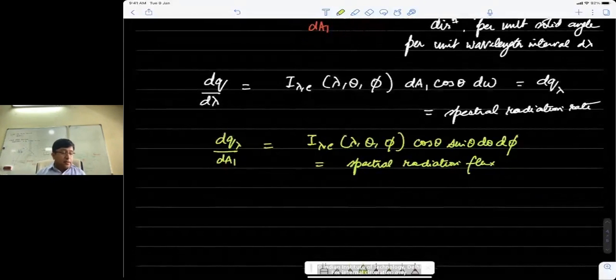Now, sorry, so what is it? So this is the second symbol for this. This is sometimes written as dq_lambda double dash, again to define that this is the flux.